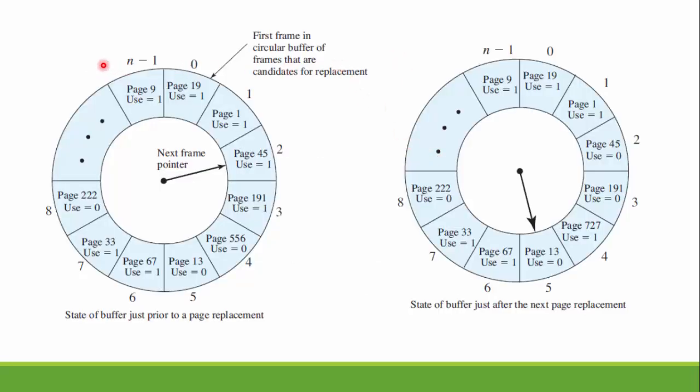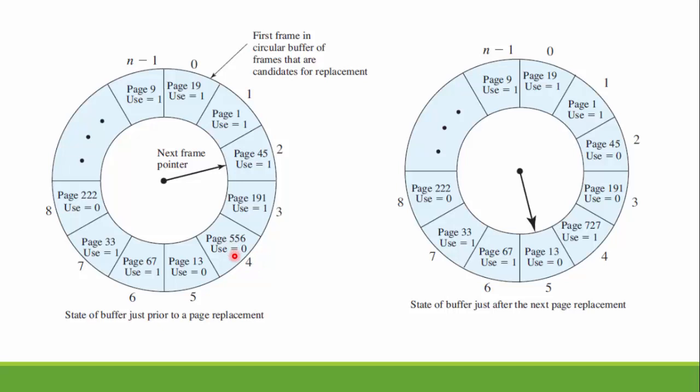So we can see here the pages arranged in a circular fashion, and this is the present condition. Our pointer is pointing here. Its use bit is 1. We can't replace it as it was referenced recently. So the pointer moves to the next one and changes its use bit to 0. Now this use bit is also 1. The pointer moves to the next one, and its use bit is changed to 0. Now the pointer is here, and it finds that the use bit is 0.